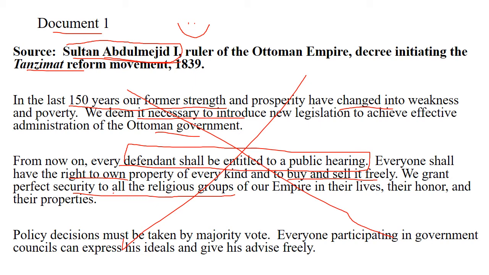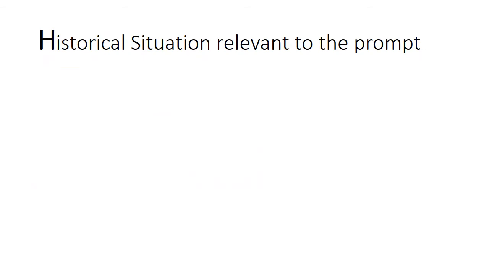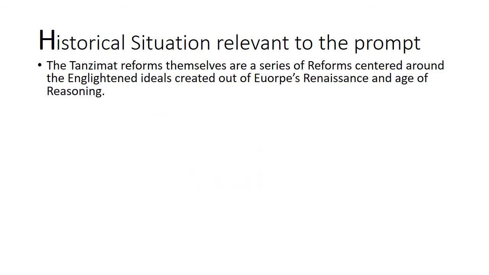Let's do some historical situations around it. So the historical situation that's relevant to the prompt would be this. The Tanzimat reforms themselves are a series of reforms centered around enlightened ideals created out of Europe's Renaissance and Age of Reasoning. There you go. That would be good. It relates back to the prompt, how this guy really enjoys it.